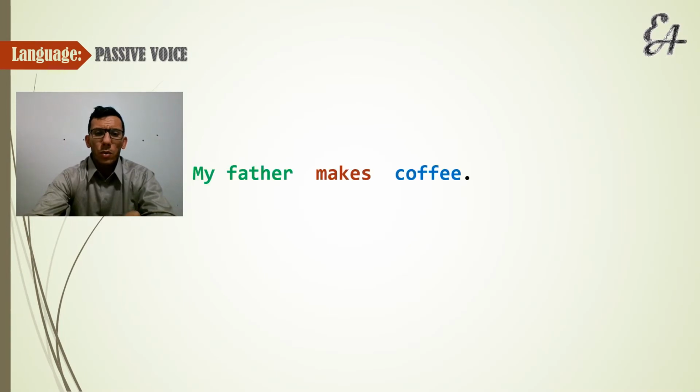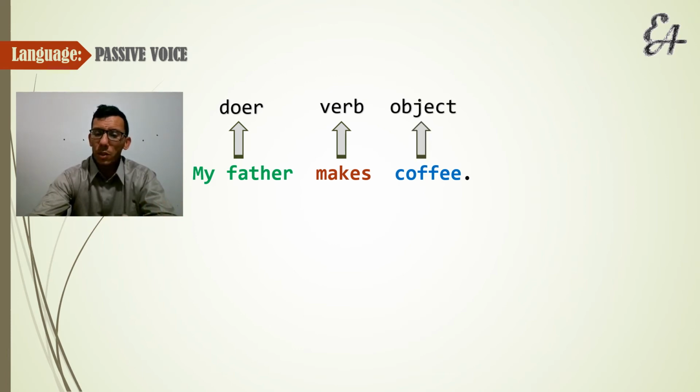We are going to see this sentence. My father makes coffee. As you can see here, the structure of this sentence is like this. So my father, of course, is the doer or the subject. Makes is the verb or the predicate. Then we have the complement, which is coffee, as an object. So we name it here as object, which is very important to make the passive voice.